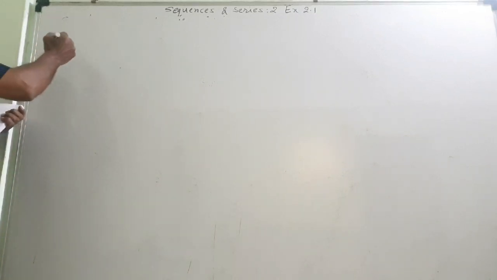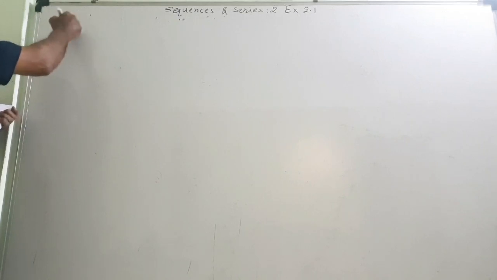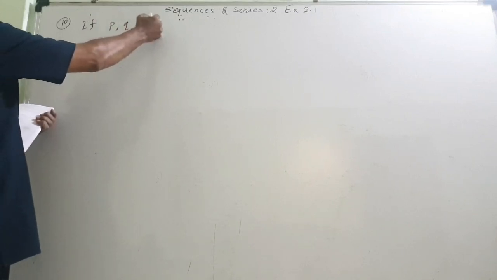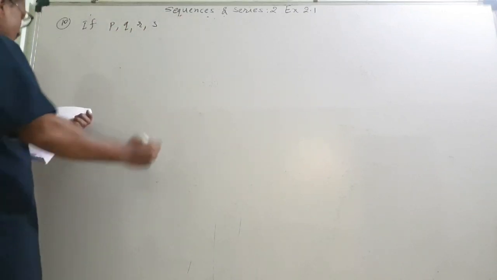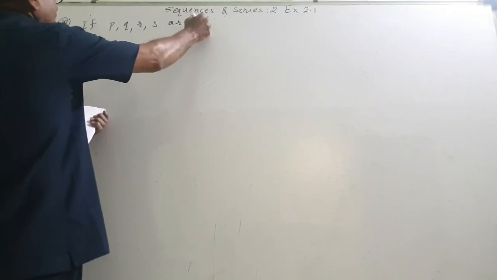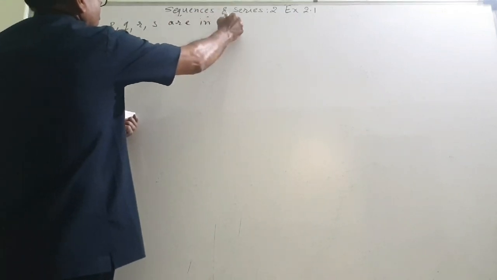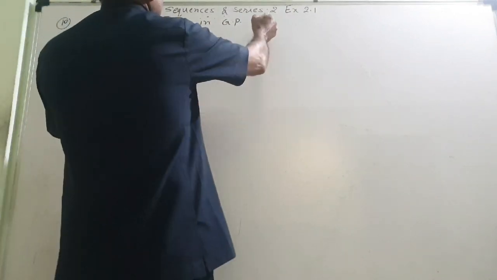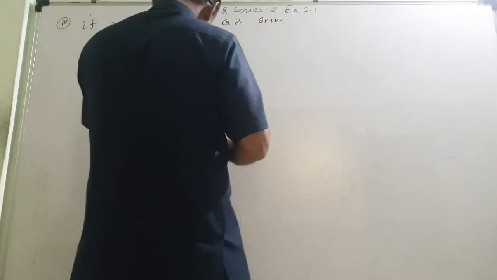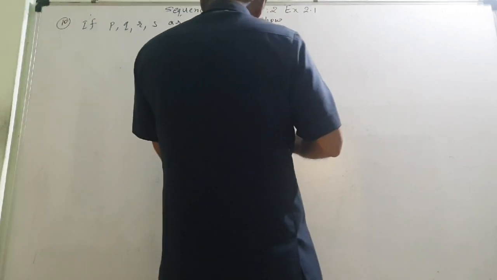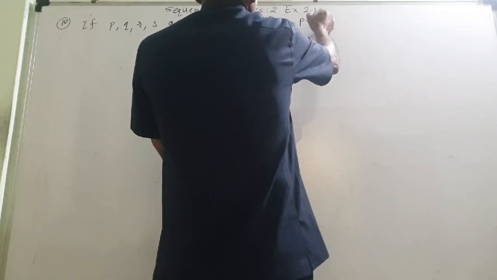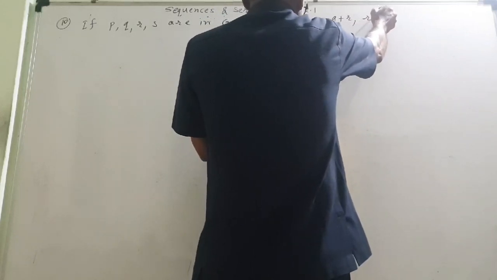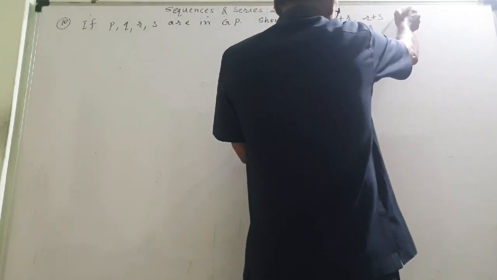Question number 10. If P, Q, R, S are in GP, show that P plus Q, Q plus R, R plus S are also in GP.